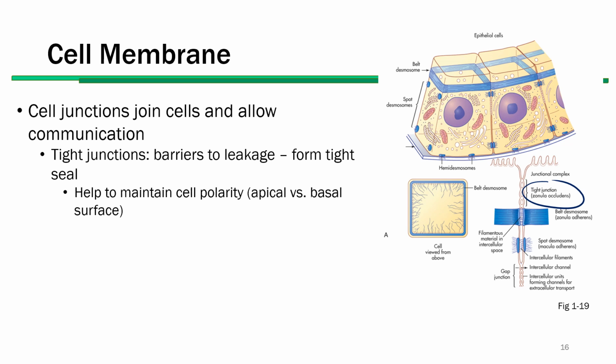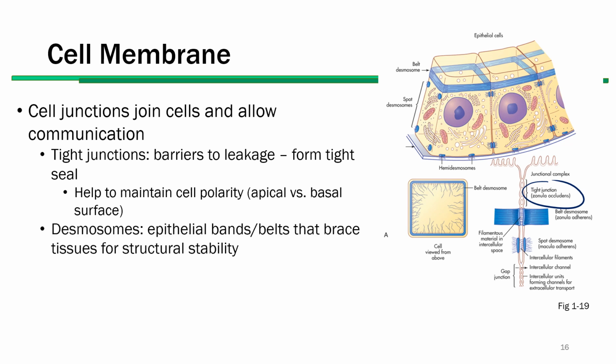Desmosomes are epithelial bands. Here's a belt desmosome and a spot desmosome. They're strong. They brace the tissues for structural stability. So strong mechanical attachments like rivets and these strong belts are going to hold those cells together. And you can see up here, a belt desmosome that's holding those cells together almost like a packing strip.